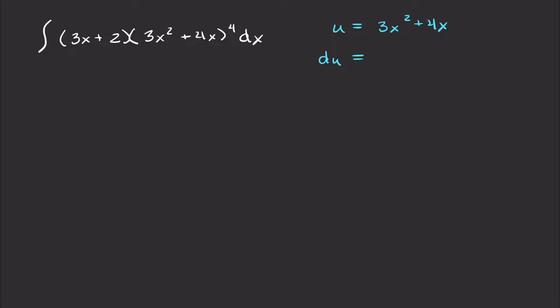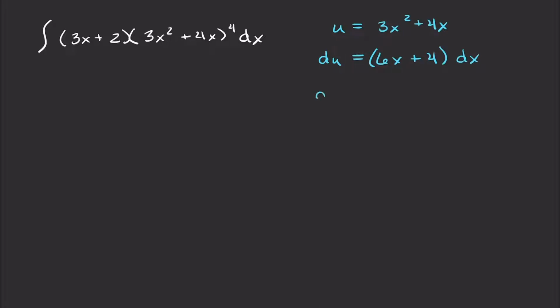But we're really taking the derivative of u with respect to x. So this is going to be 6x plus 4. And then our dx would normally be on the bottom, but instead of writing it there, I'm going to start just writing it on the term to the right.